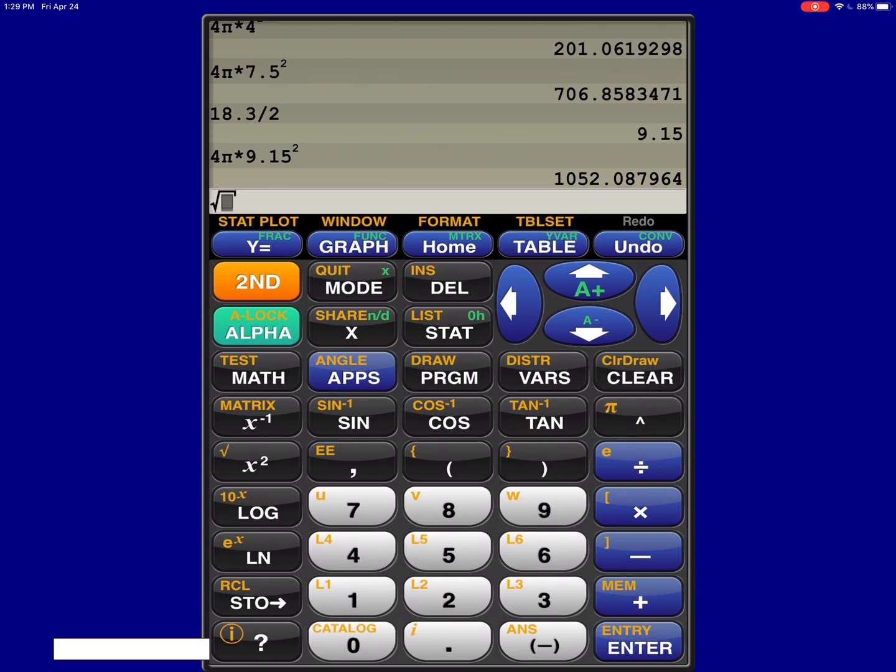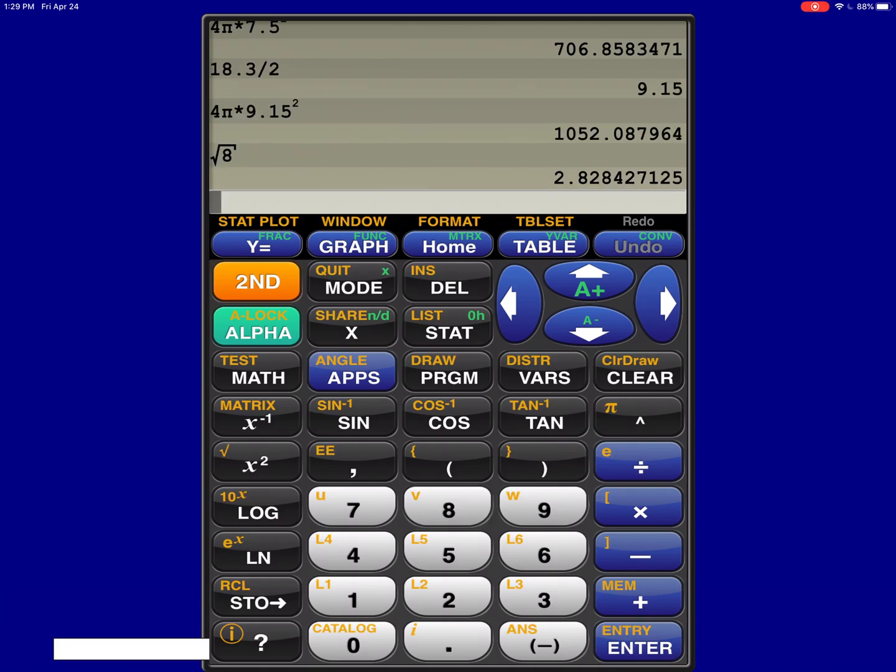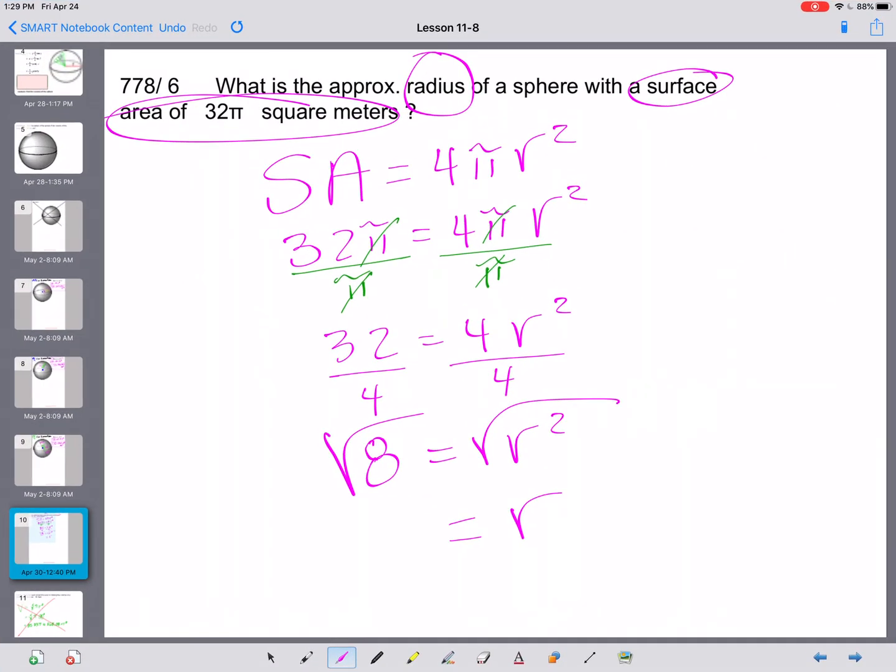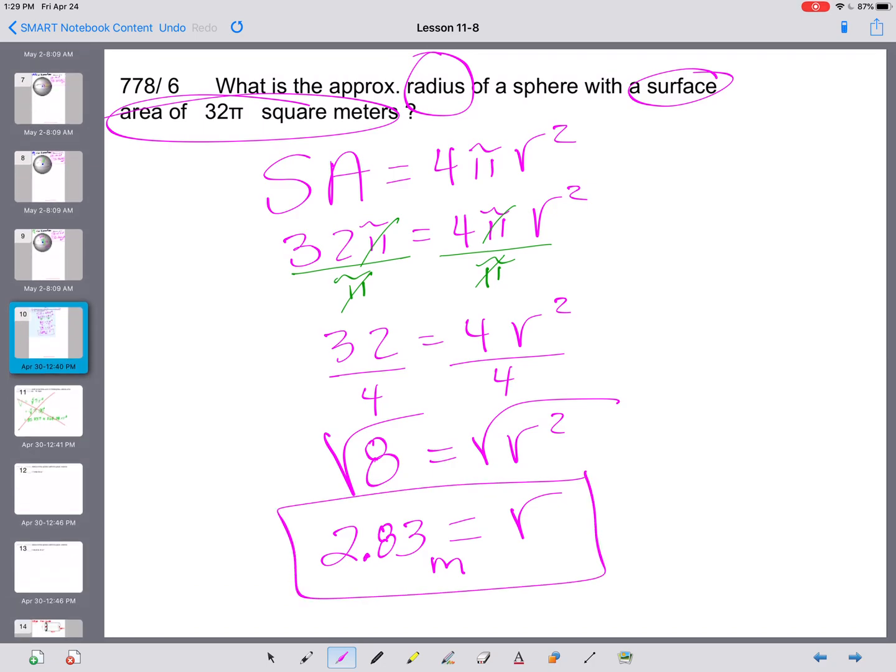The square root of 8. Nice, 2.83. Let's go with that. What are our units on this one? It's just going to be meters. There it is, solving for r.